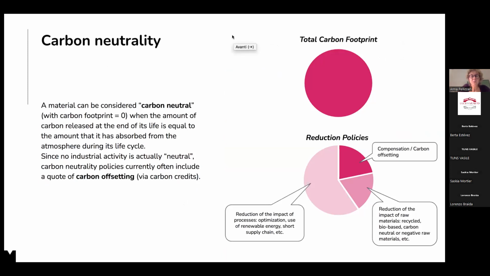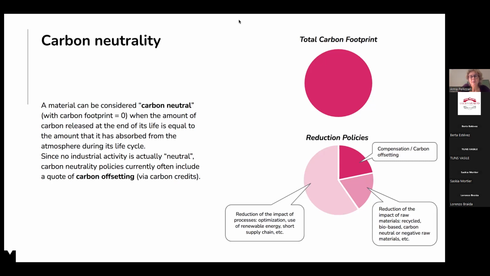So when we talk about carbon neutrality, what does that mean? Very easily, it means that the amount of carbon released at the end of its life is equal to the amount that it has absorbed from the atmosphere during its life cycle. This is apparently very easy, but when it comes to calculating or achieving that carbon neutrality, it is not that easy.